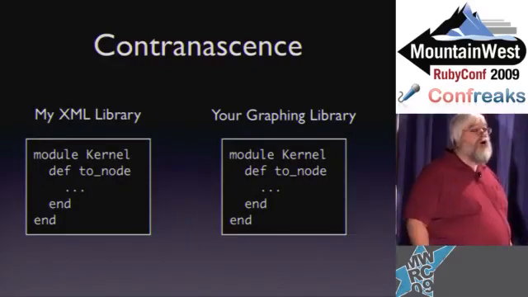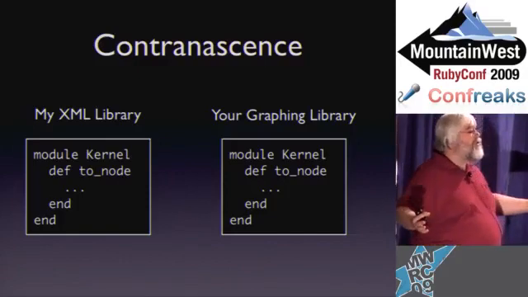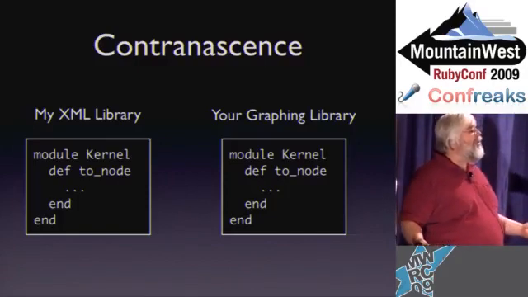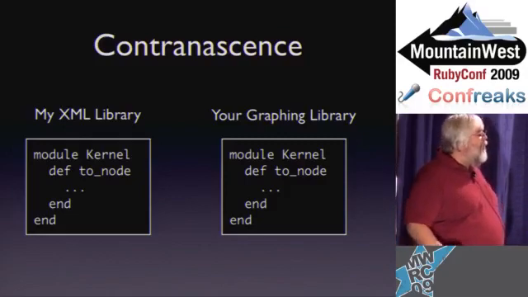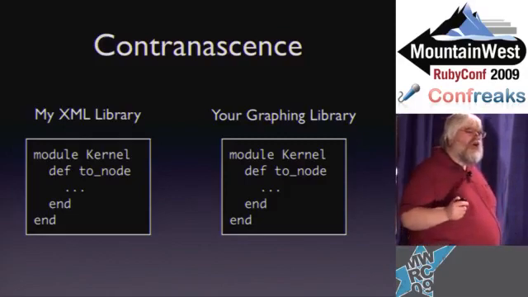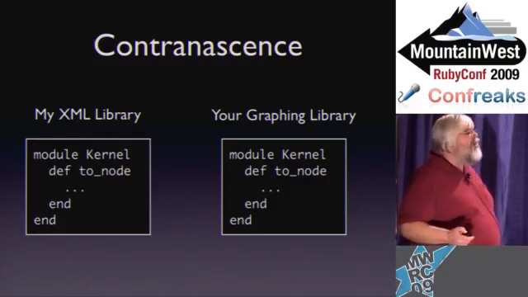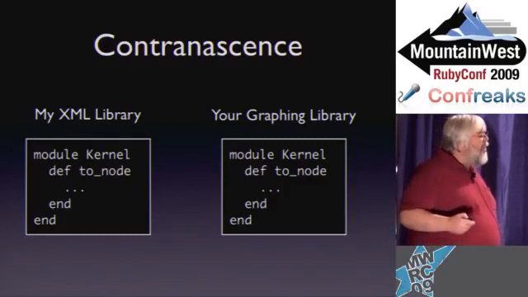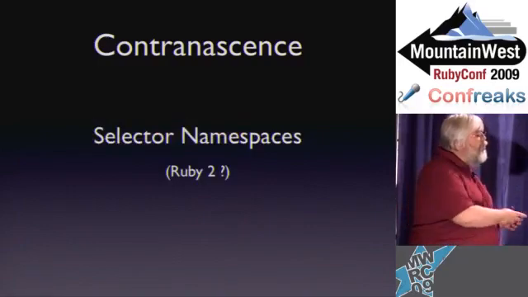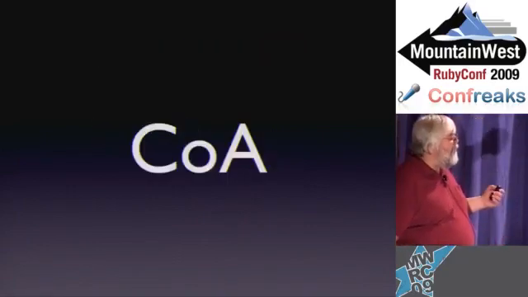Here we have a method toNode, which we learned earlier today. Putting this on the basic object is not a good design example. Kent Beck told us that. But if you do, you have a collision between 2 names. You have contranascence going on, and there's no good way in Ruby to prevent this other than to not do it. Hopefully in Ruby 2, we're going to get selector namespaces that will address some of that.